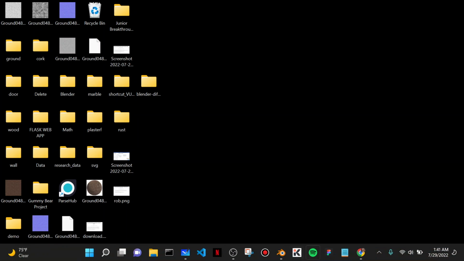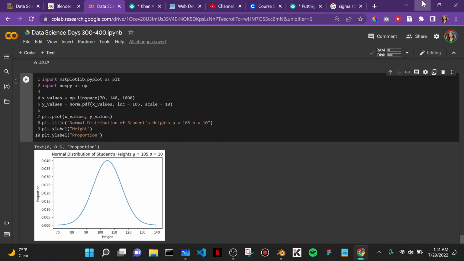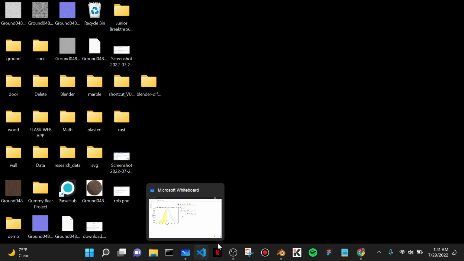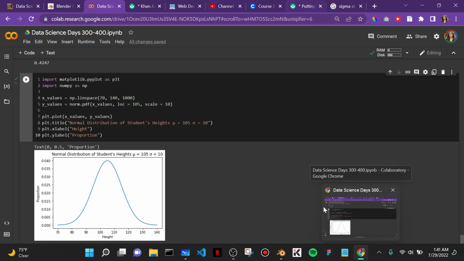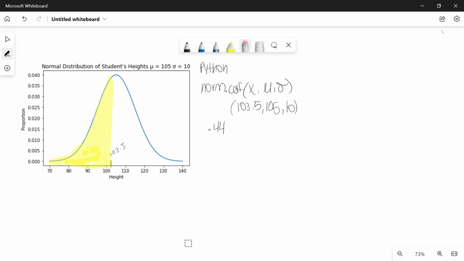Let me check. 0.4247, not 44. I literally just read it and I forgot what the answer was. 0.4247. And so that's the proportion of students' heights that were lower than that of Faisal's height, right? Or if you want to be more specific, you could just say 42.47% of the students' heights were lower than that of Faisal's height. All right, that's with Python.